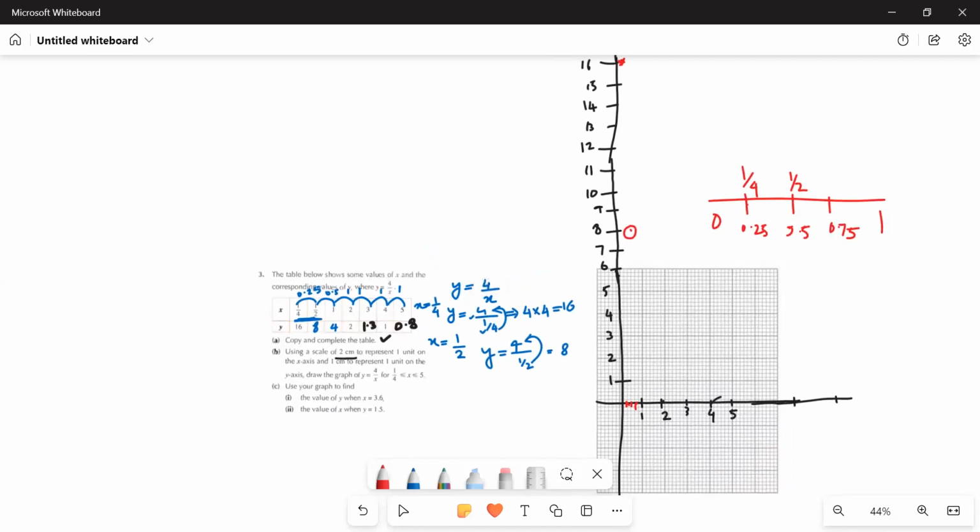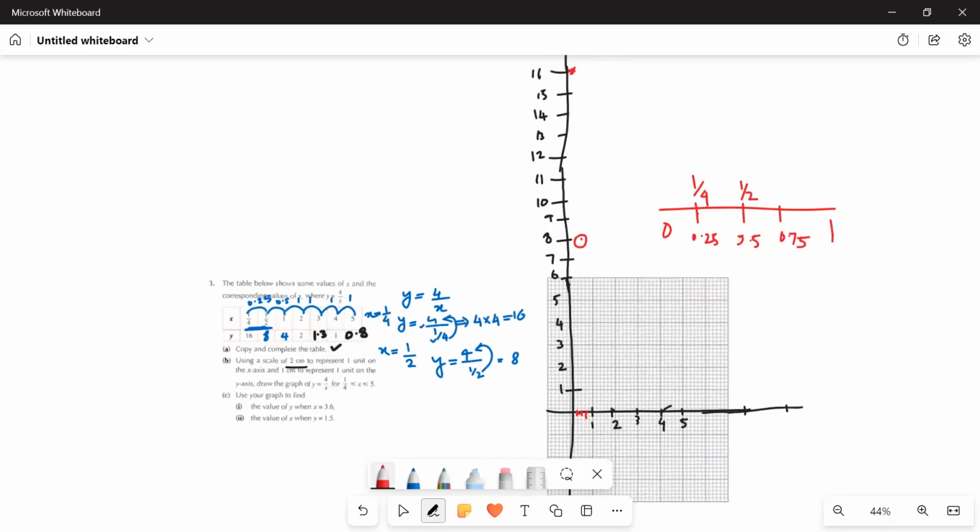So for the half it is 8. Then for 1 it is 4. This one. And for 2 it is 2. For 3 it is 1.3.